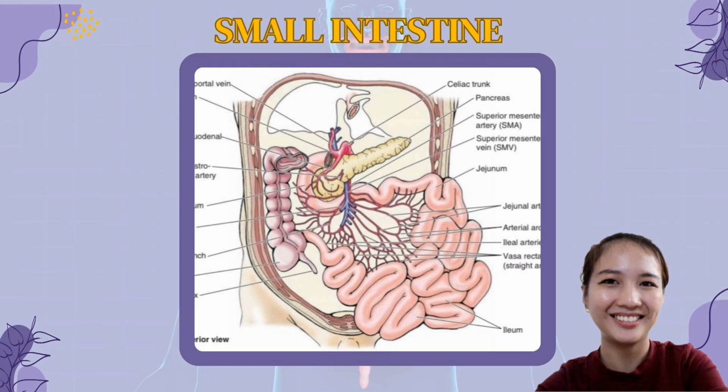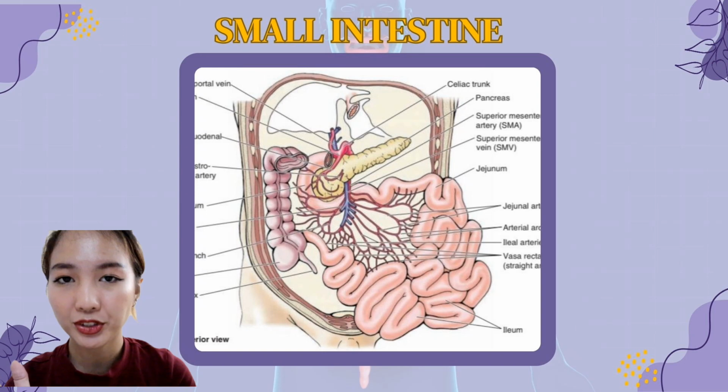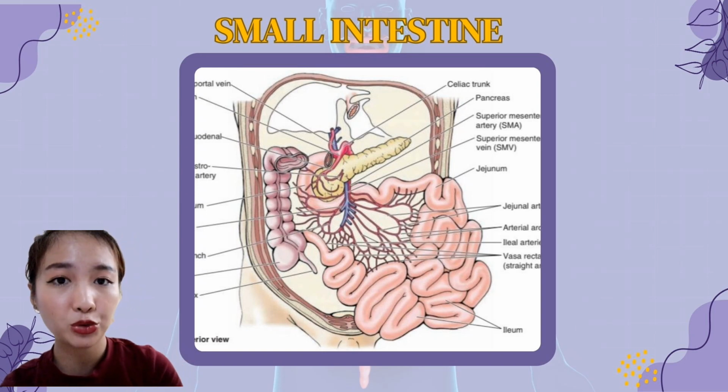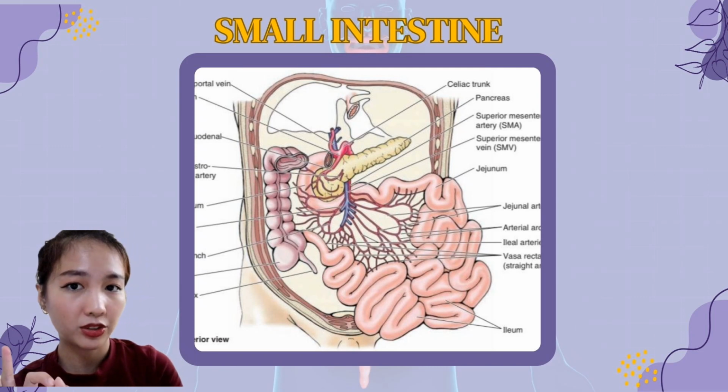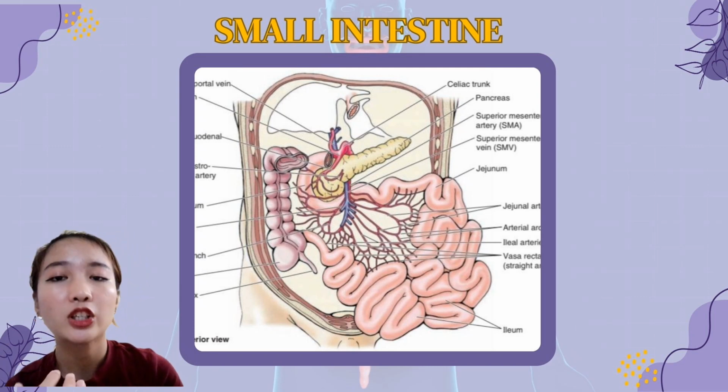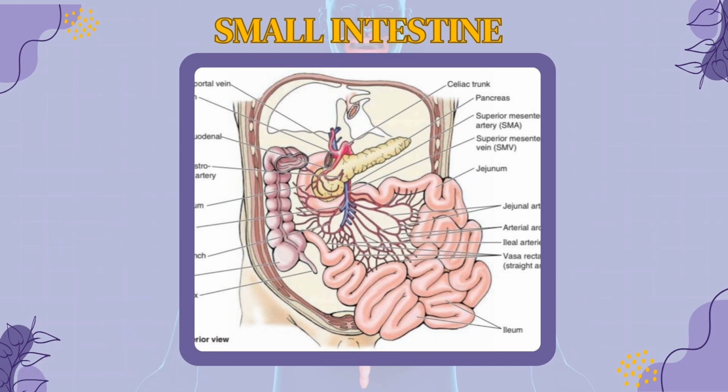But hold on, today we will only be focusing on the primary site of the absorption of nutrients from ingested material, which is the small intestine. The small intestine, which extends from the pylorus to the ileocecal junction, where the ileum joins the cecum, can actually be divided into three parts, which are the duodenum, jejunum, and ileum.